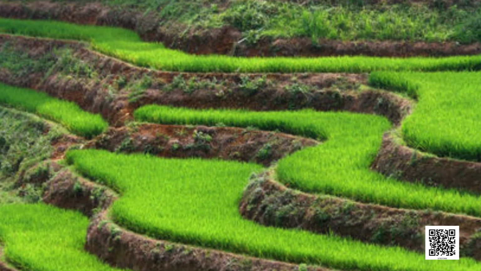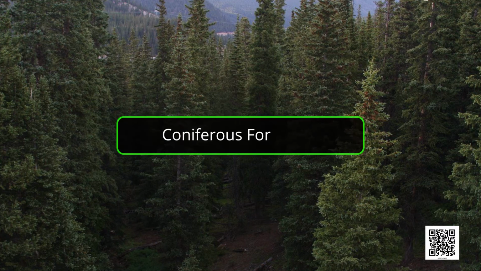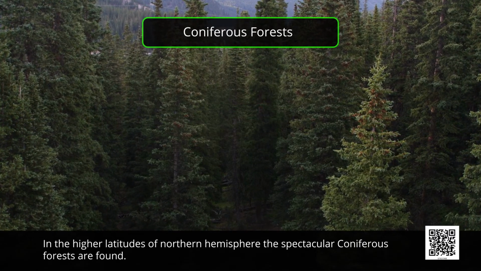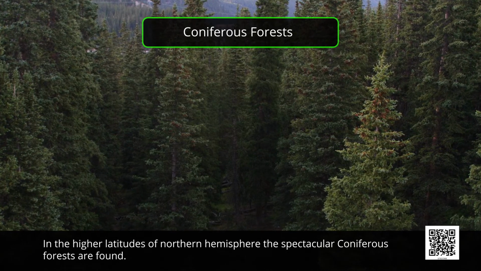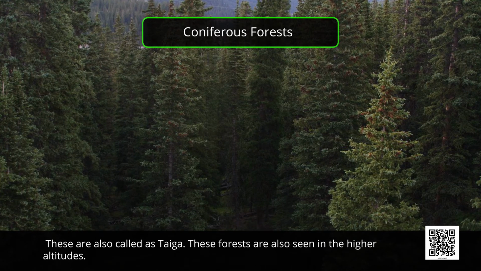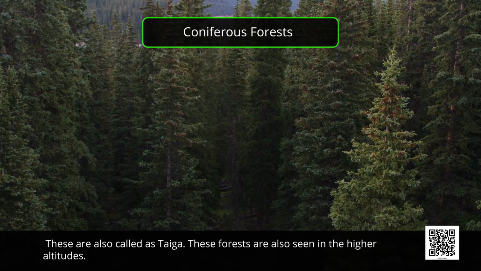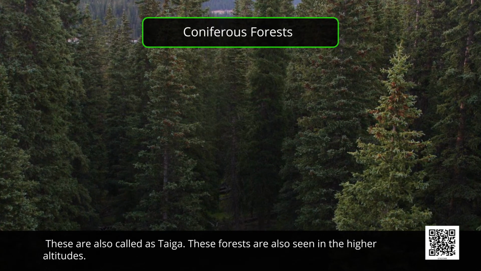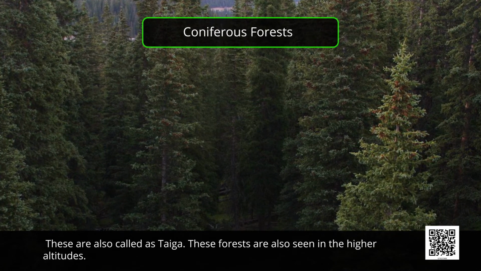Now, let's move further and talk about coniferous forests. In the higher latitudes of the northern hemisphere, the spectacular coniferous forests are found. These are also called taiga. Taiga means pure or untouched in the Russian language. These forests are also seen in the higher altitudes.